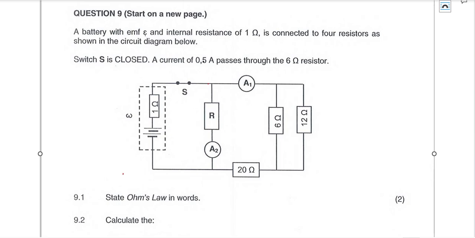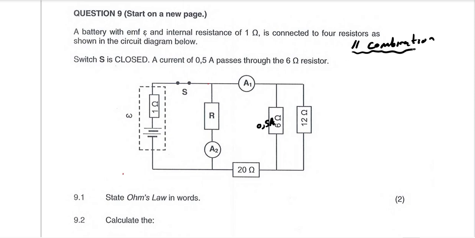Then a current of 0.5 A passes through the 6 ohm resistor. Here we know that our current is 0.5 A. Do you get me? And then what do we know about the current in a parallel combination?